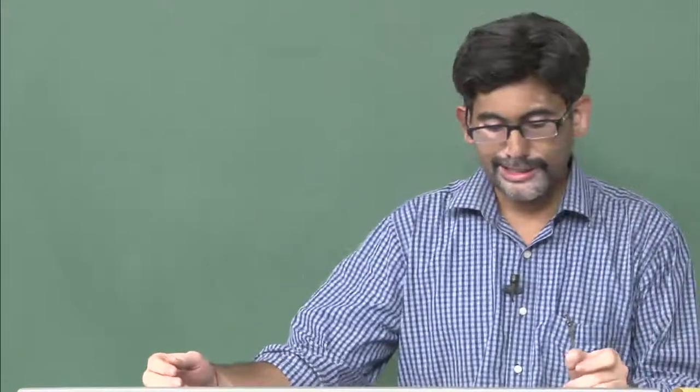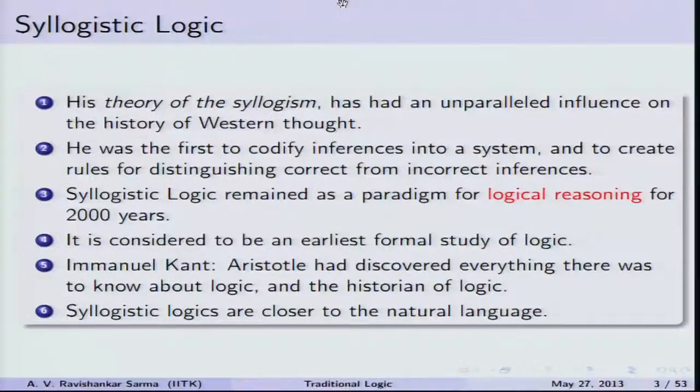The famous philosopher Immanuel Kant, the author of Critique of Pure Reason, which is considered an important book in Western philosophy, was an 18th century philosopher. He was of the view that Aristotle had discovered everything there was to know about logic. He held that logic is complete in the sense that Aristotle has discussed most of the things, because his contribution is enormous.